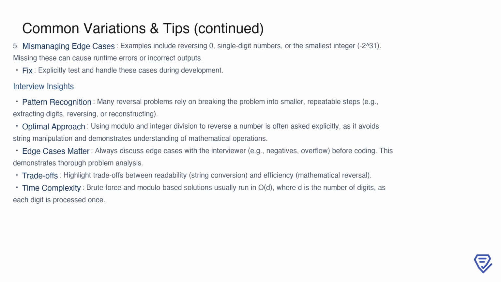It's also important to carefully handle edge cases. Examples include reversing 0, single-digit numbers, or the smallest possible integer, such as -2^31. Failing to manage these can lead to runtime errors or incorrect results, so make sure to explicitly test and handle such scenarios during development.